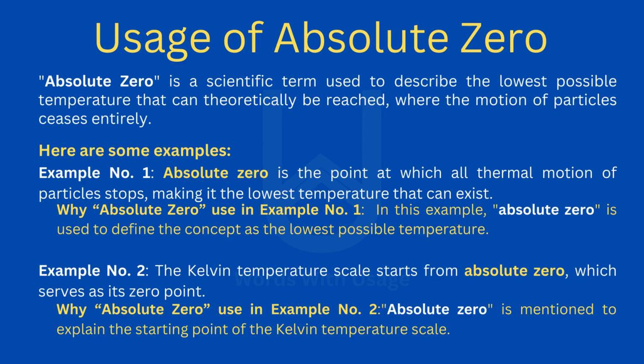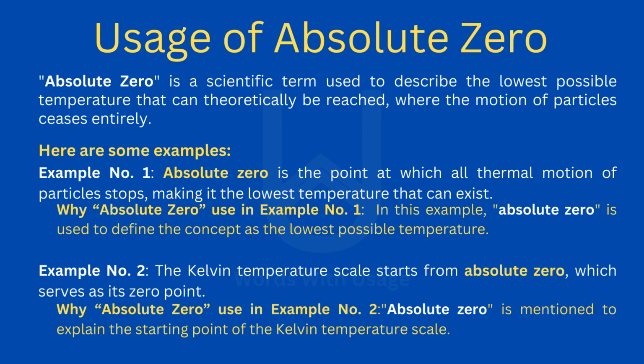Absolute zero is the point at which all thermal motion of particles stops, making it the lowest temperature that can exist. Why is absolute zero used in example number 1? In this example, absolute zero is used to define the concept as the lowest possible temperature.